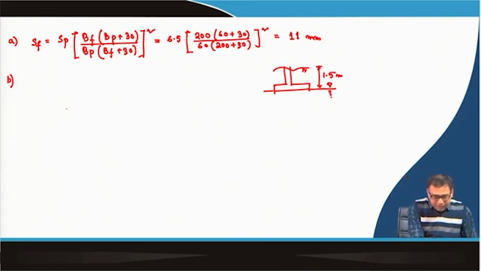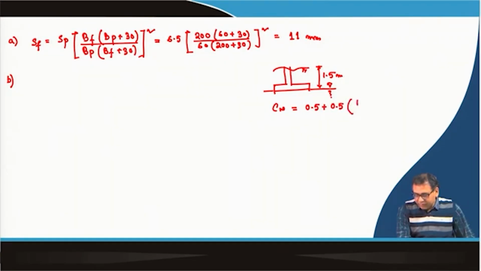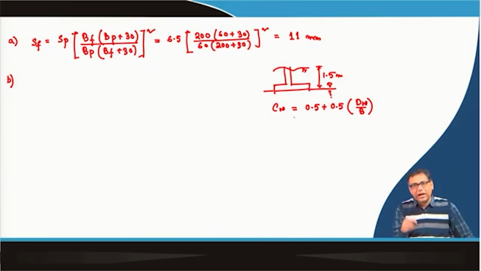So, we have to apply a correction factor. That correction factor is Cw. So, Cw we can write as 0.5 plus 0.5 dW by B. Here we are using the recommendation given by the IS code. I have given two types of correction factor determination, and here I am using the correction factor suggested by the IS code.